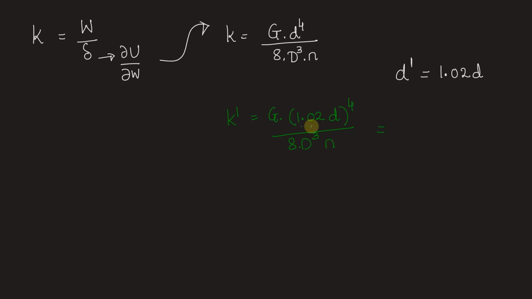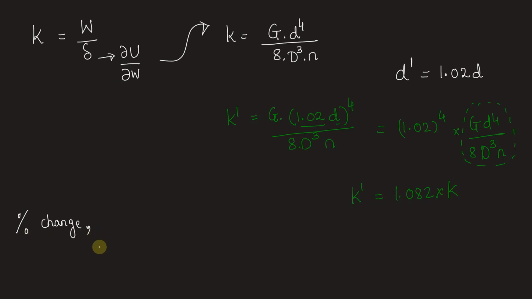So we can separate out this coefficient of small d and write it as 1.02 raised to 4 into G d to the power 4 upon 8 D cube n. So this is nothing but the stiffness of old spring. So we can write 1.02 raised to 4 amounts to 1.082 times the old stiffness K. So the new stiffness is equal to 1.082 times the old stiffness.